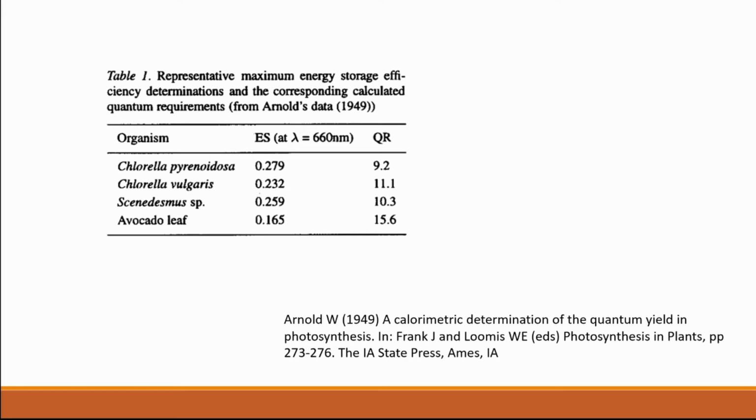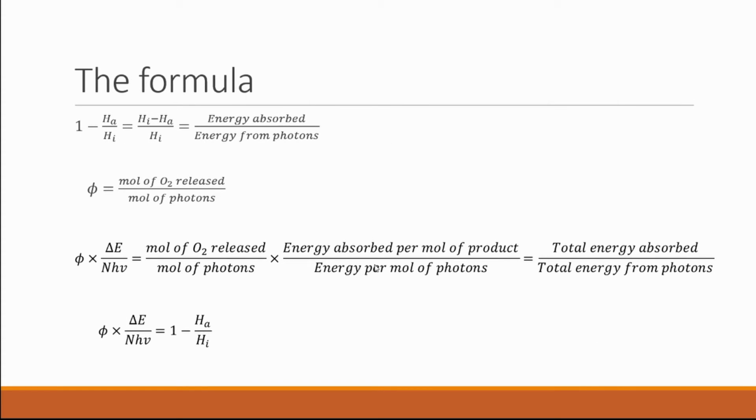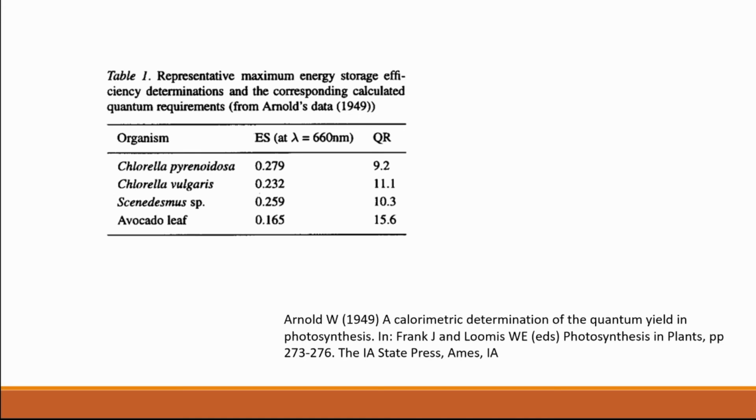So basically, he got a value of 9. And that means that 9 photons are absorbed for each oxygen that is generated. And you also have values of 11, 10, and 15. All of those are similar to the range of 8 to 12 as was determined by other scientists at the time. But this is, once again, a very easy way to calculate it. Other people used much different methods that are too complicated for me to understand. But this is simple enough, okay?